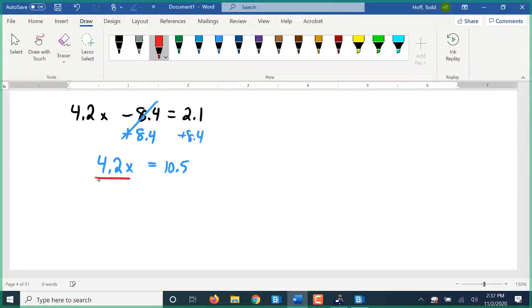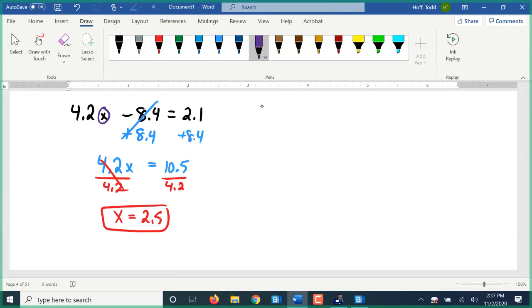Then we have to divide by 4.2. X equals 10.5 divided by 4.2, I believe, is 2.5. So we get x equals 2.5. Now, just like with any other equation, we can always substitute back in the original equation and make sure we get the same value on each side. Only here, 4.2x becomes 4.2 times 2.5 minus the 8.4 equals 2.1. So we already have the 2.1 on the right side. There's nothing to combine there.